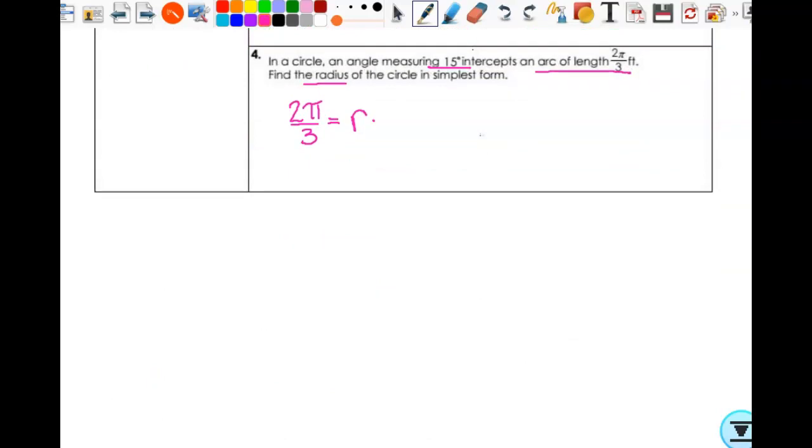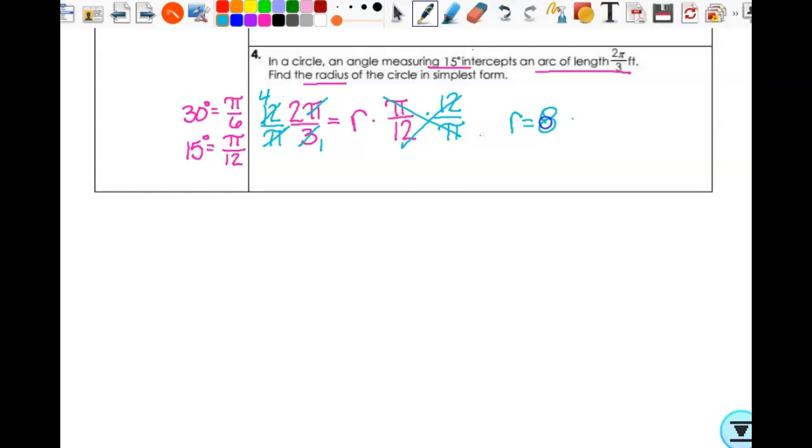I've got a couple of options. I can use my conversion formula, or I can use a little bit of logic. Let's use a little bit of logic here. What is 30 degrees in radians? Pi over 6. So then what is 15 degrees in radians? Pi over 12. See how easy that is? Okay, so r times pi over 12. I need to get pi over 12 away, so I'm going to multiply it by 12 over pi. The pi's cancel out. 3 goes into 12 4 times. So r is equal to 8 feet.